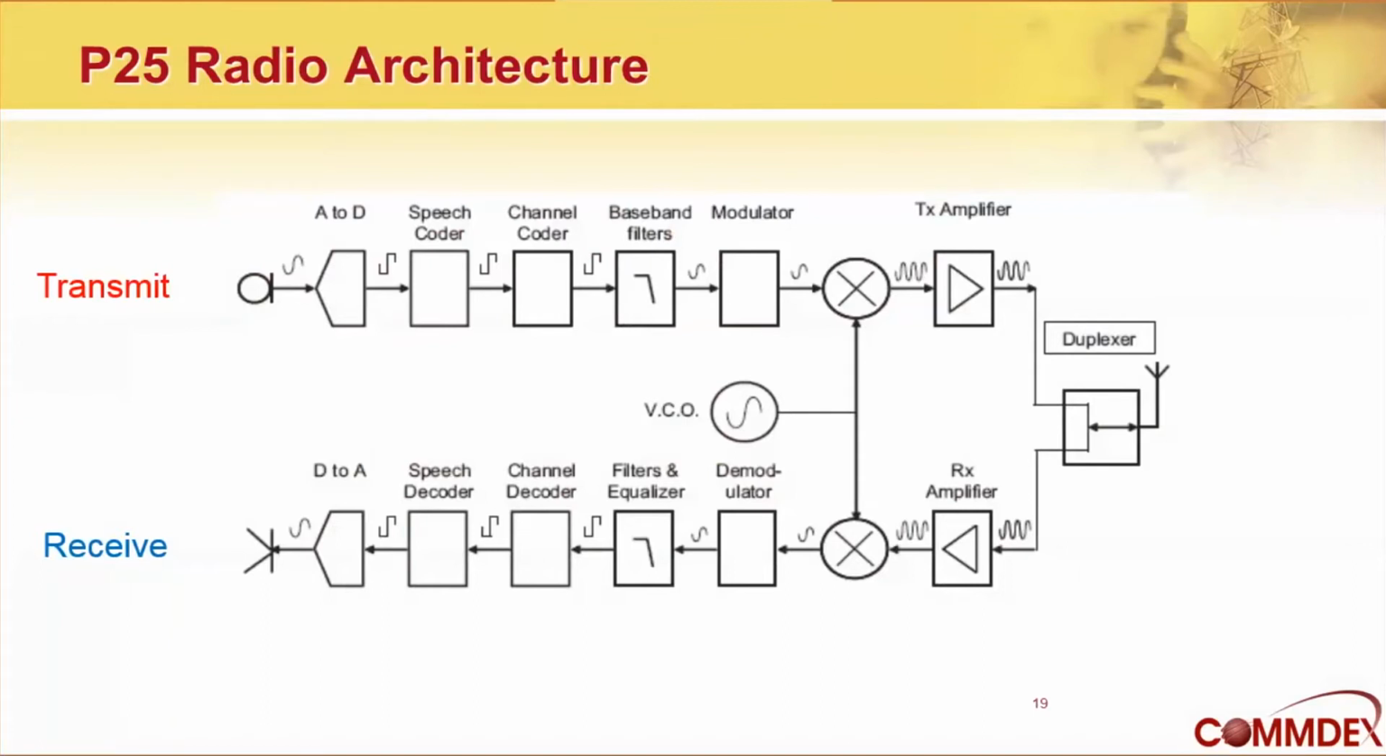On the receive side, just the opposite happens. The incoming weak signal is amplified. It's mixed to create the intermediate frequency. It's demodulated, filtered, and goes through a vocoder in the opposite direction, producing voice at the other end.